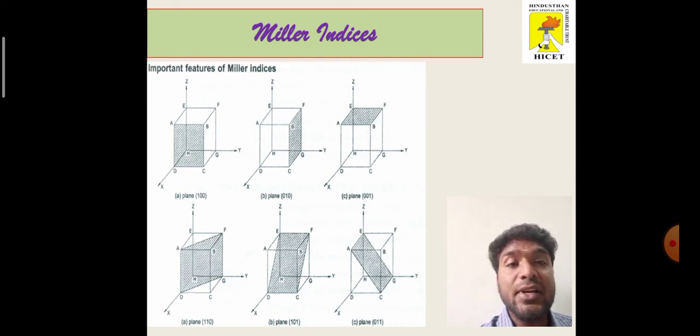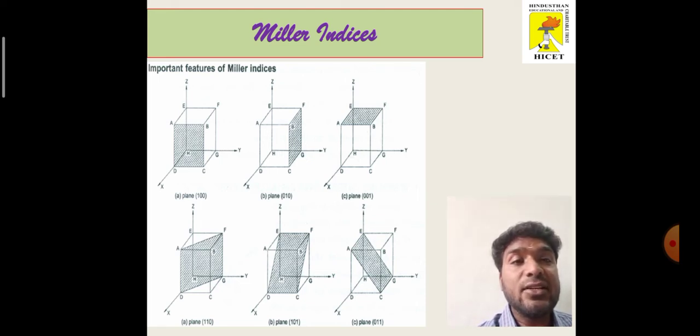Now please look at the fourth diagram where the plane is intersecting. It is intercepting along the x-axis and y-axis, but it is not intercepting along the z-axis. So what are the intercepts? 1a, 1b, infinity c. So 1 by 1, 1 by 1, 1 by infinity. So 1, 1, 0. Can you all get this?